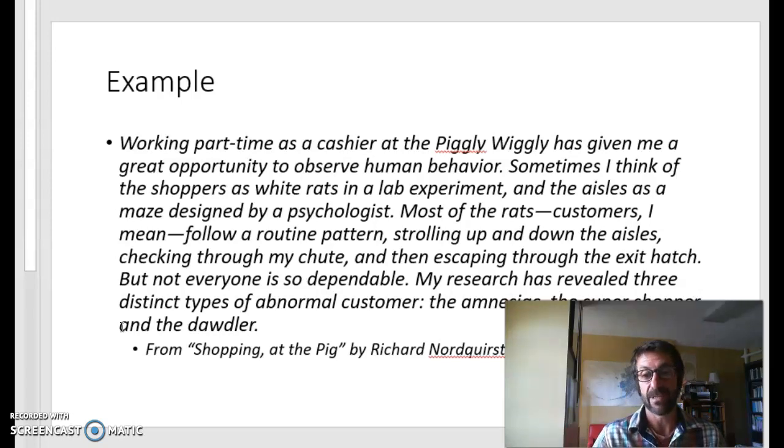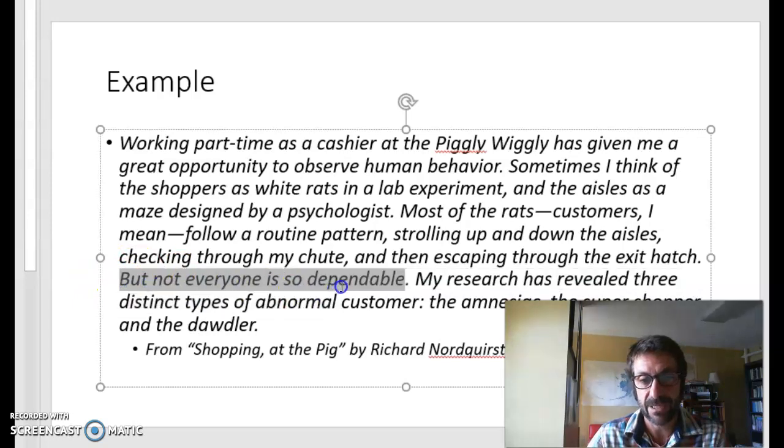Now, here we have the introduction strategy of a personal story, an anecdote. And we get some fun details about that personal story at the Piggly Wiggly. Great name for a grocery store. And then you get a transition statement right here: "But not everyone is so dependable." We go from story to thesis.